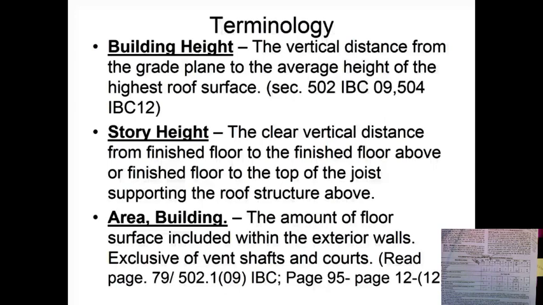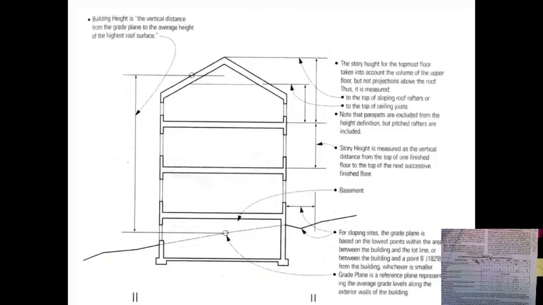And then the area of a building is the amount of floor surface included within the exterior walls, exclusive of vent shafts or courts. And you can see that, of course, on page 95 in the 2012. So let's look at this diagram that I have here.